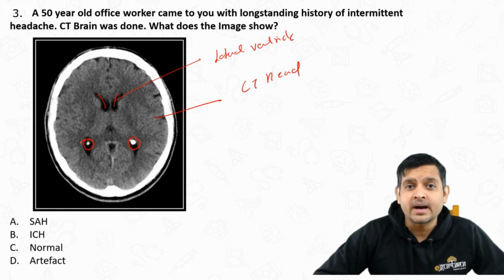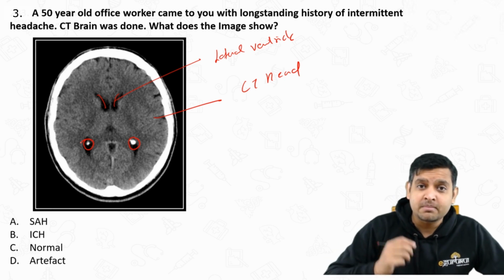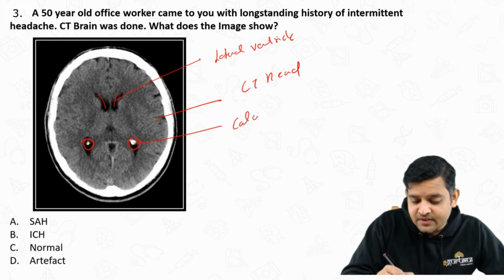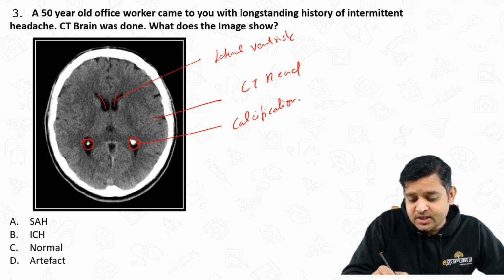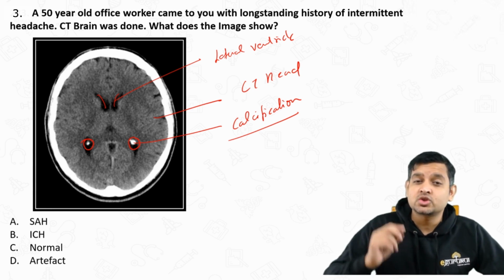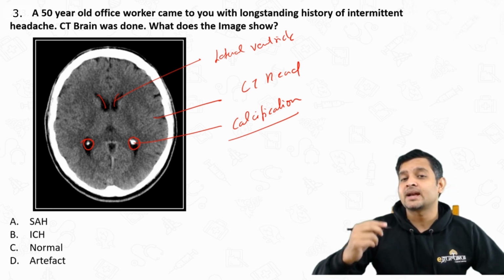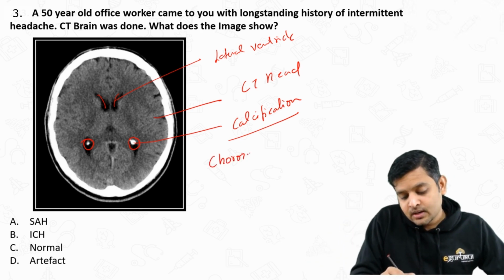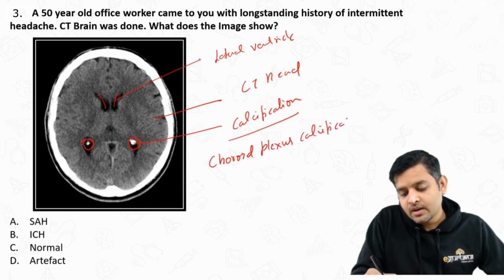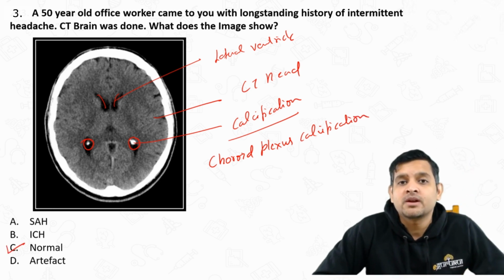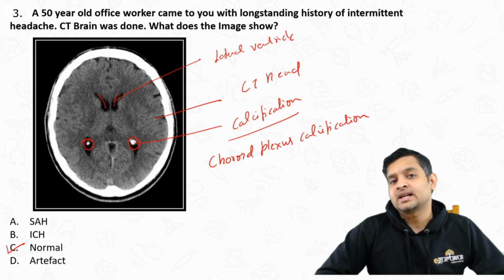First thing that comes to my mind is that this much white is blood. But please remember, everything that is white on CT is not blood. This is calcification. Look at the density of this. This is nearly similar to the bone. So this is calcification. Now it is to be noted that a lot of places in the brain have got normal physiological calcification, and this is nothing but the choroid plexus calcification, which is a normal finding. So the answer is normal.